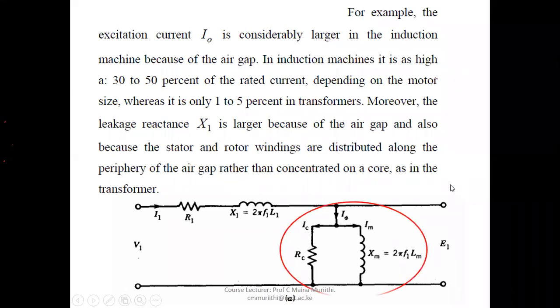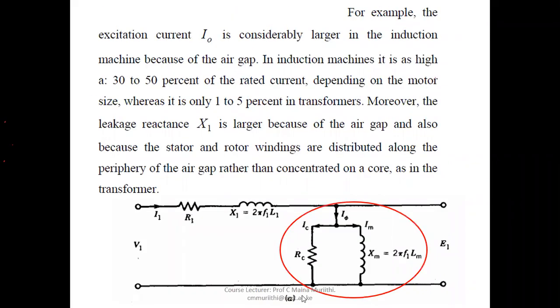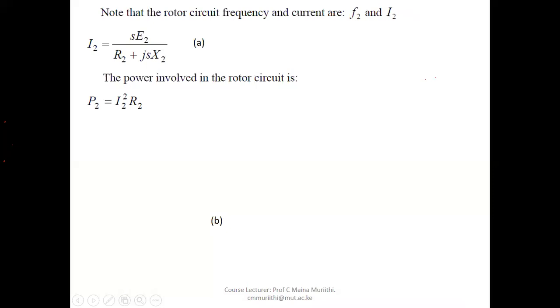Now, the other thing to consider is the magnetizing branch. Usually in the magnetizing branch, for the case of the induction machine, we will remove RC, which accounts for the core losses, and instead lump them as core losses when we are dealing with the mechanical losses. So that's an additional adjustment when modeling.